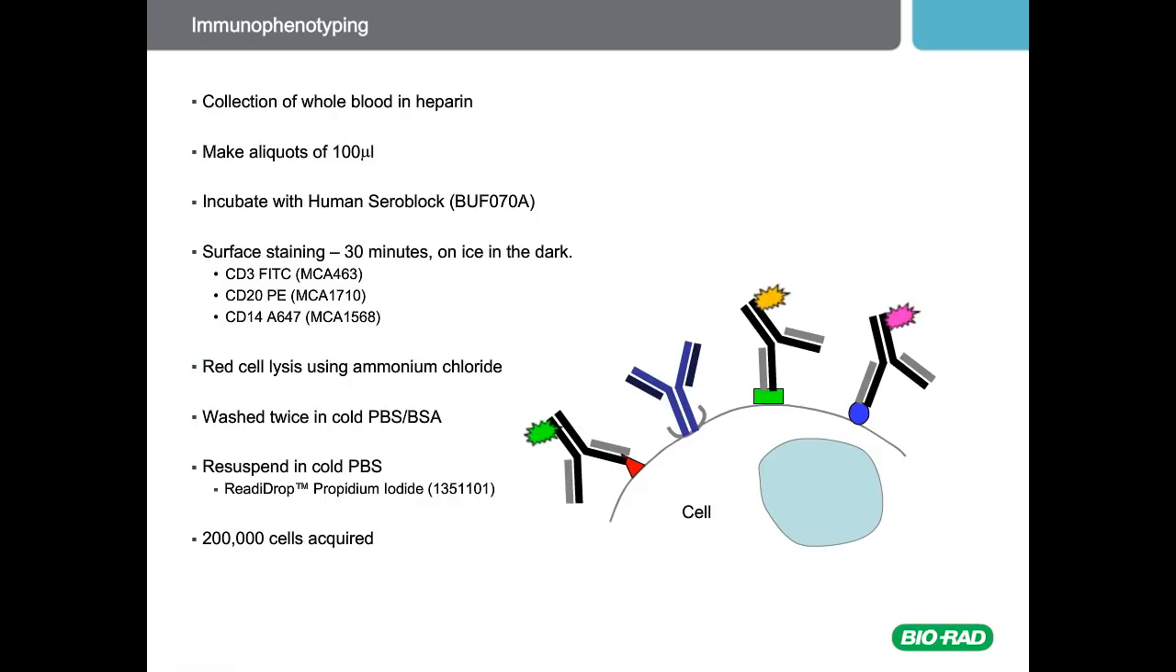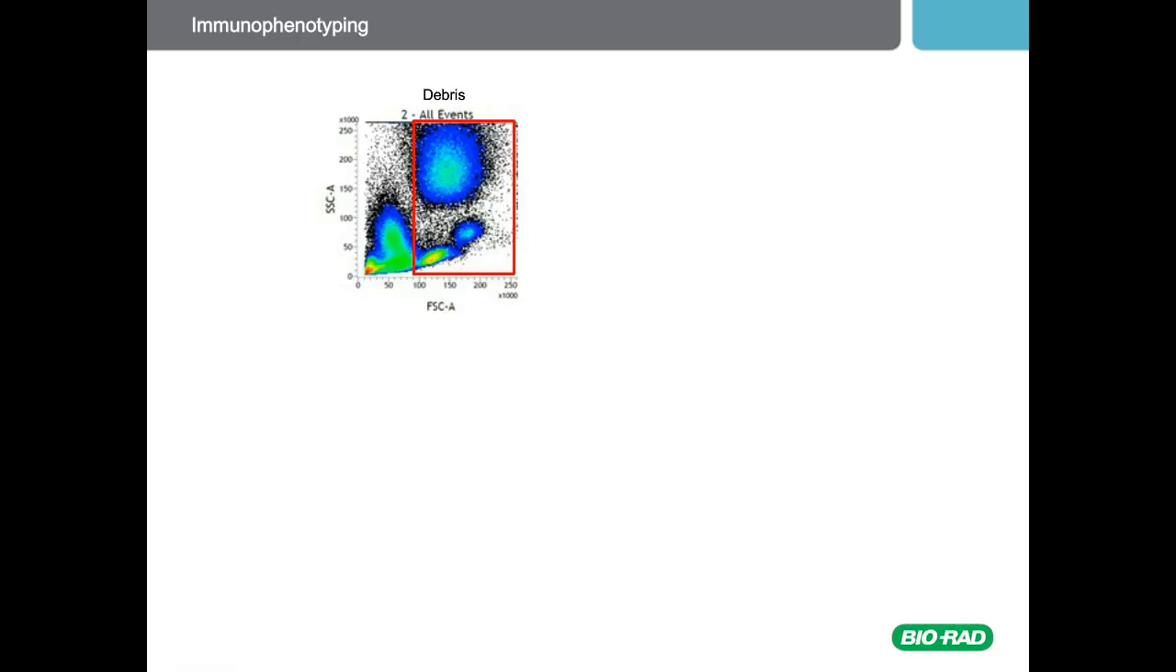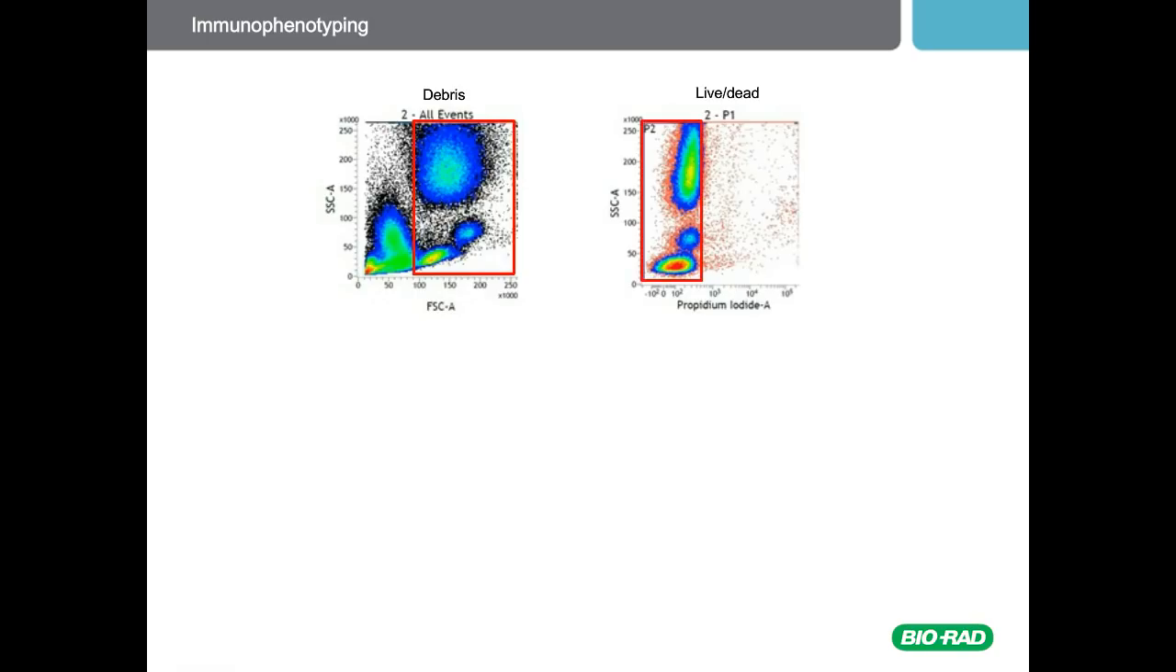As we can see from the forward and side scatter profile on this dot plot, we are able to see 3 distinct cell populations. However, there is also some debris seen at the bottom left, so we can put a gate around the larger cells to exclude the debris. Using the propidium iodide staining, we can gate on the negative and therefore live population. In this case, there are only a few dead cells, which is expected because this is a fresh blood sample.